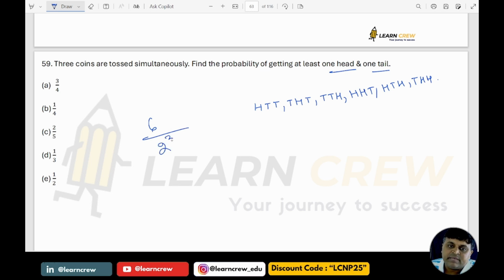When three coins are tossed, the total sample space is 2 cube. So 6 by 8, which is 3 by 4.